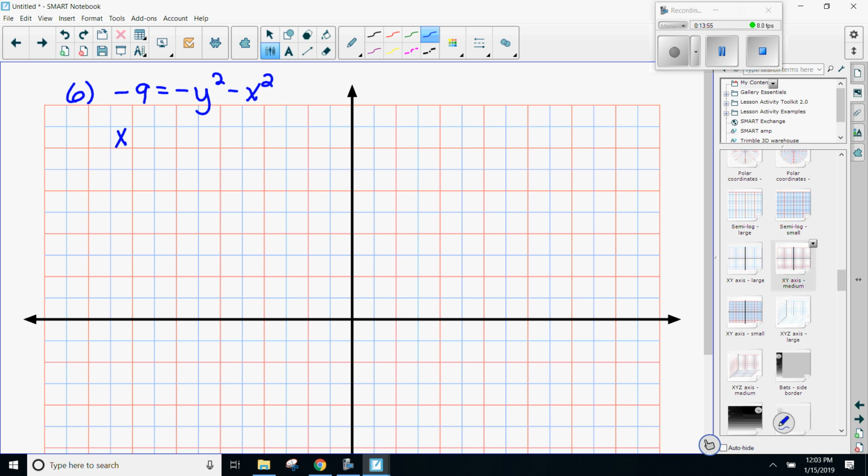So would you agree that x squared plus y squared equals 9 is an equivalent equation? Would you agree with that? Okay. So what is the center of your circle? It's the origin. What is the radius? The radius is 3. So we can graph our circle.